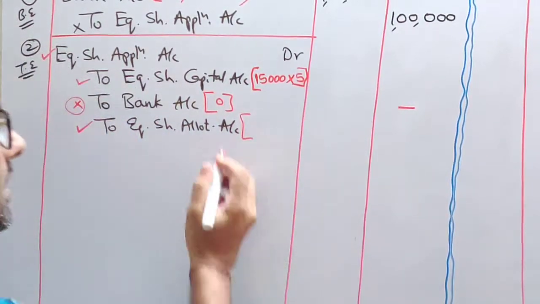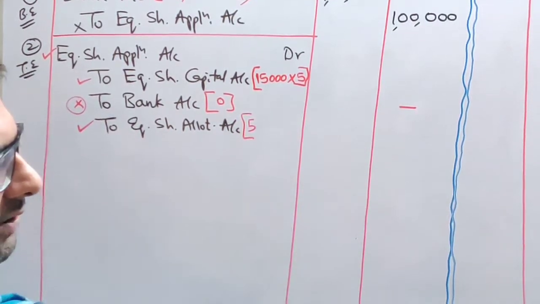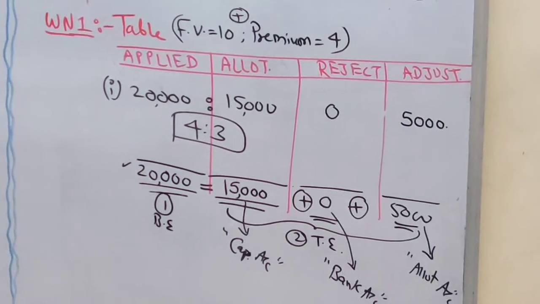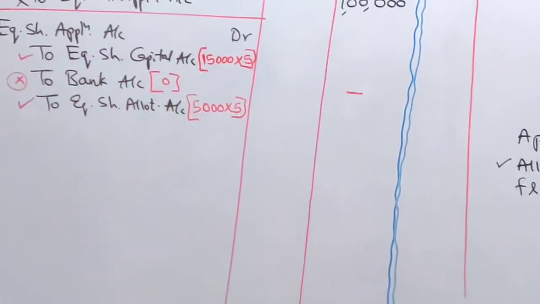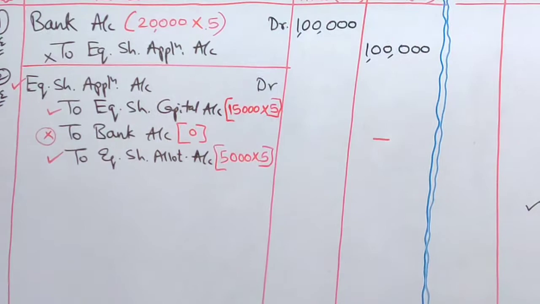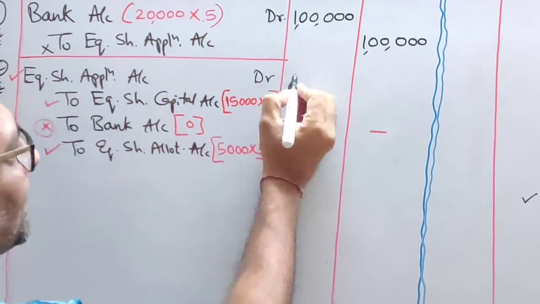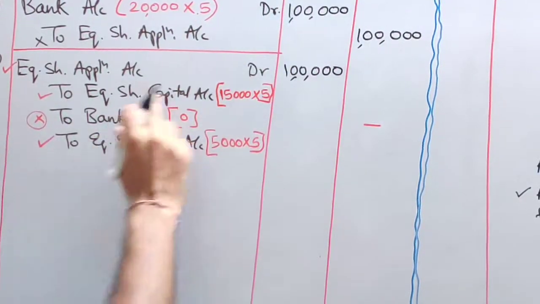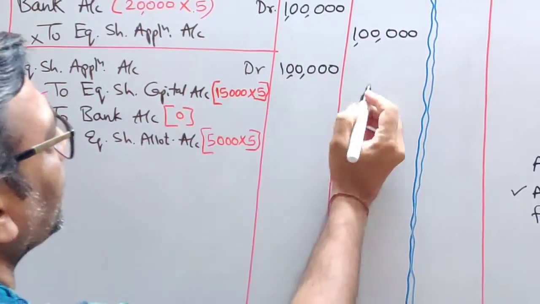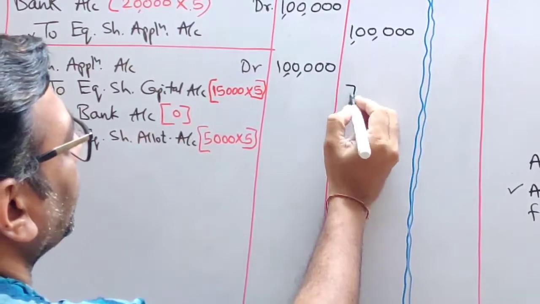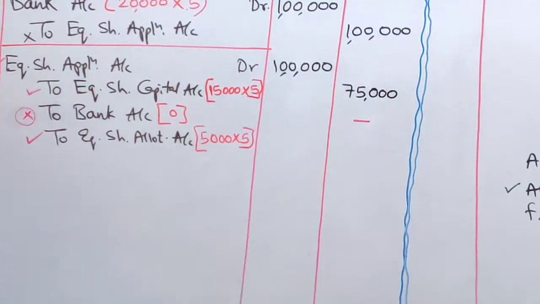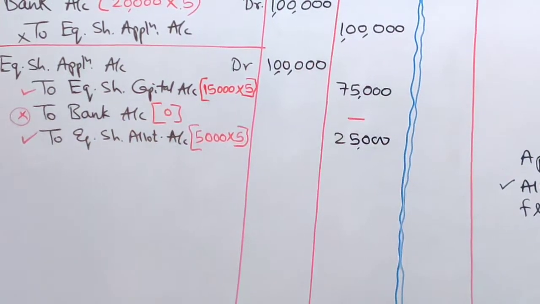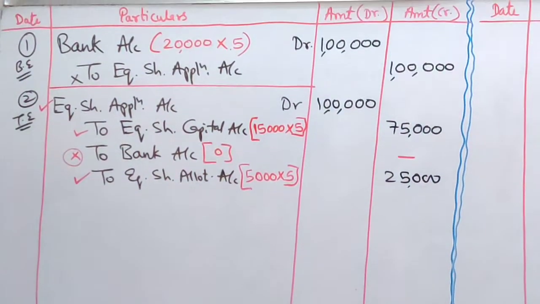Equity share allotment, number of shares, check the table. The number of shares adjusted in total is 5,000. So 5,000 shares into application money. Now let's write down the amount. The application account I want to cancel, so I will write the same amount, then only it will get cancelled completely. The capital amount you can multiply and you will get it. 75,000, correct? 5 5s are 25. So we are done with our second entry as well.